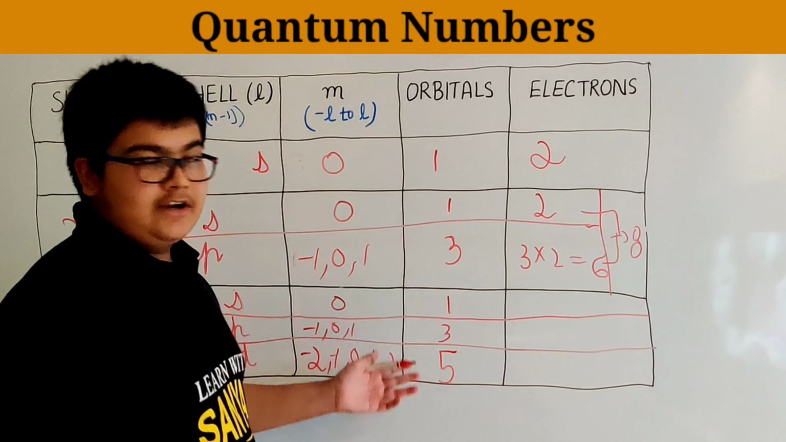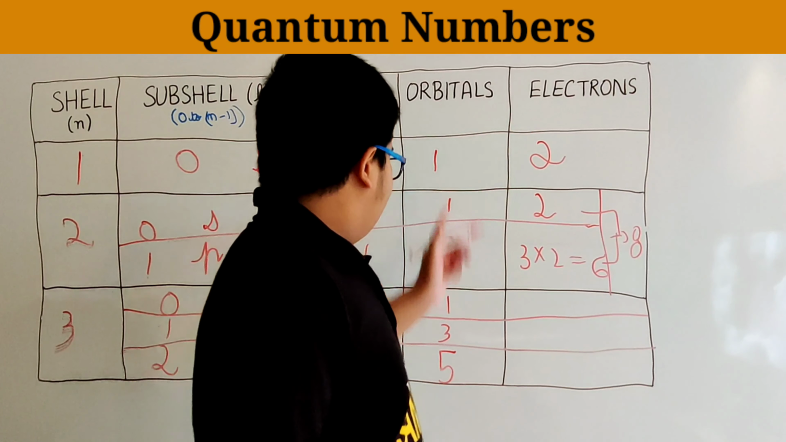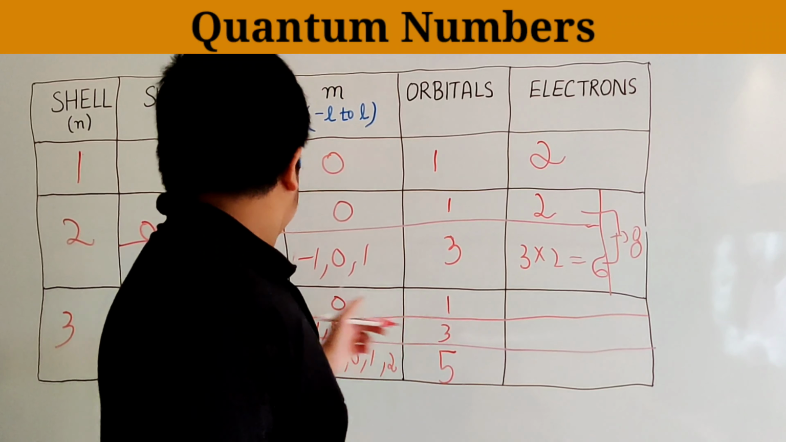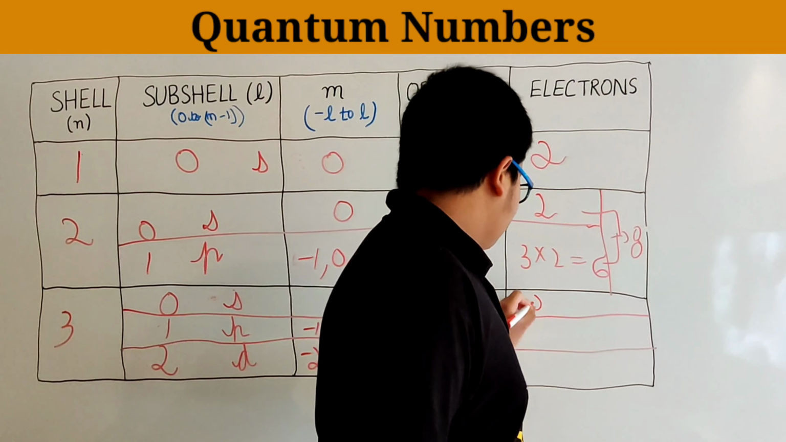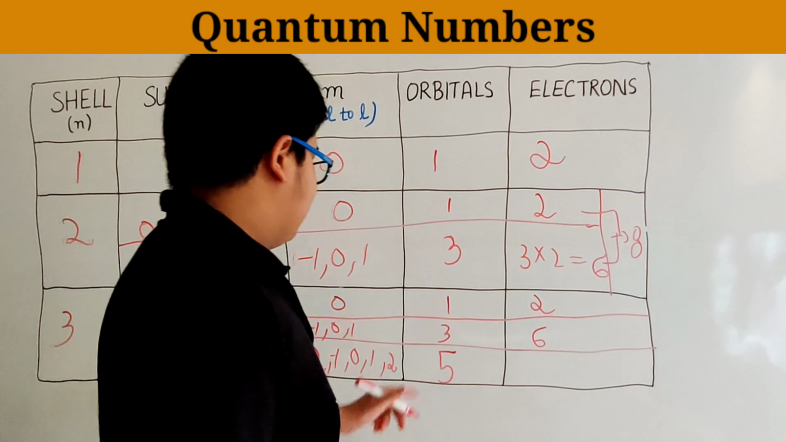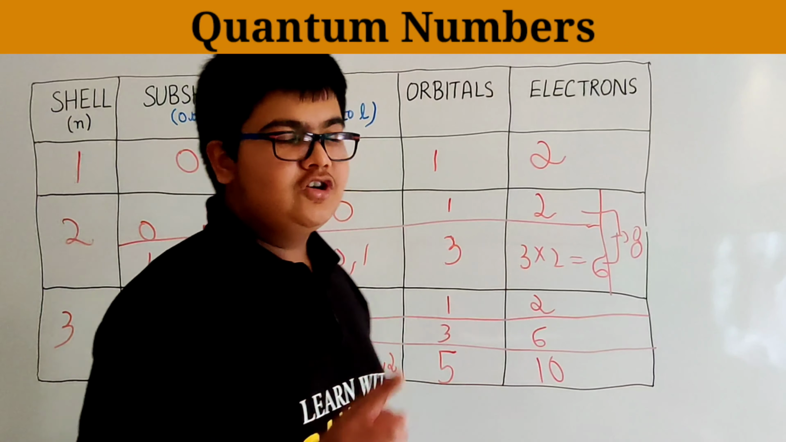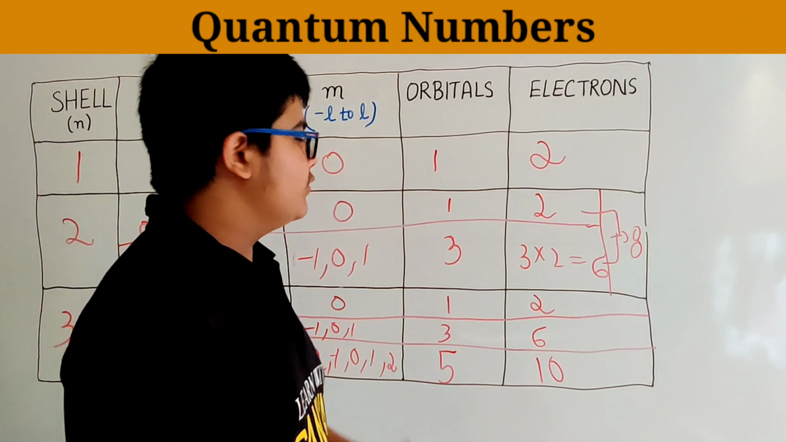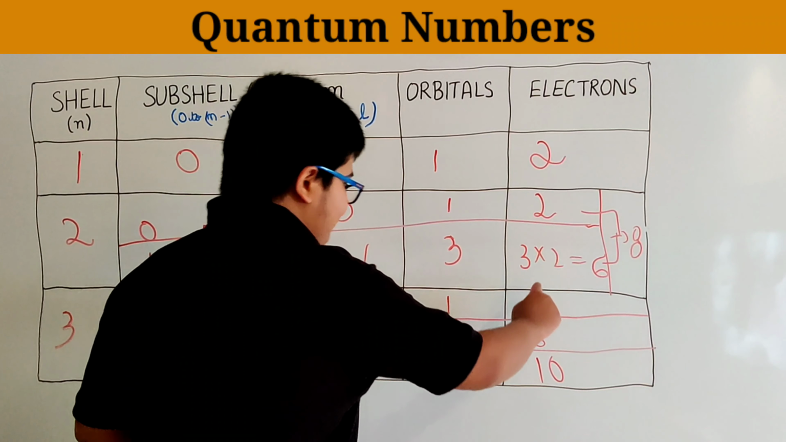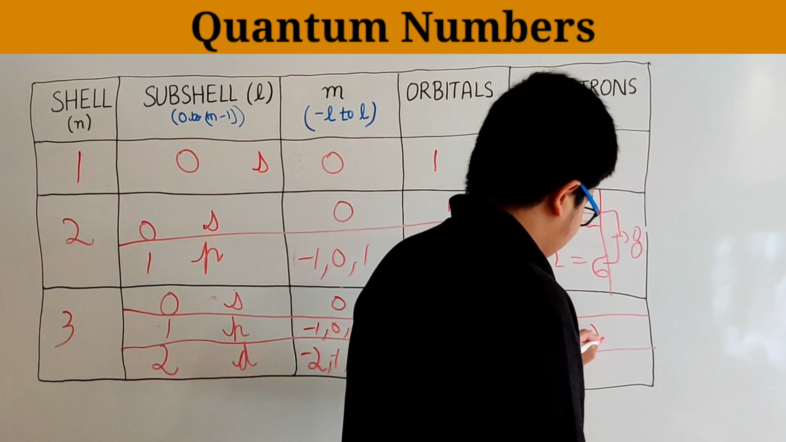And again let's calculate the number of electrons for each subshell. As there is 1 orbital in the S subshell, it will be 2 electrons. For P subshell, 3 into 2, that is 6 electrons, and for D subshell it will be 5 into 2, that is 10 electrons, because each orbital has maximum of 2 electrons. Now the total number of electrons will become 2 plus 6 plus 10, that is 18 electrons.